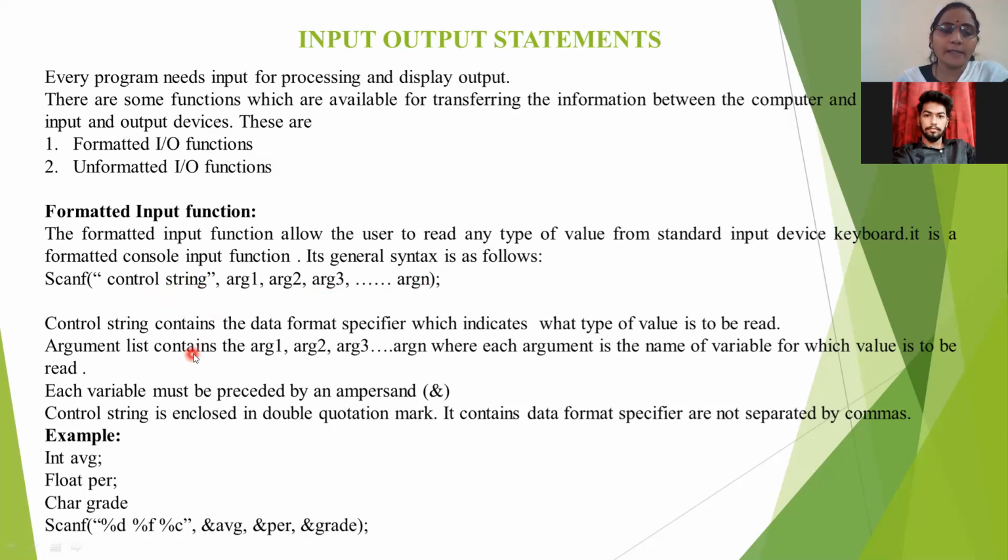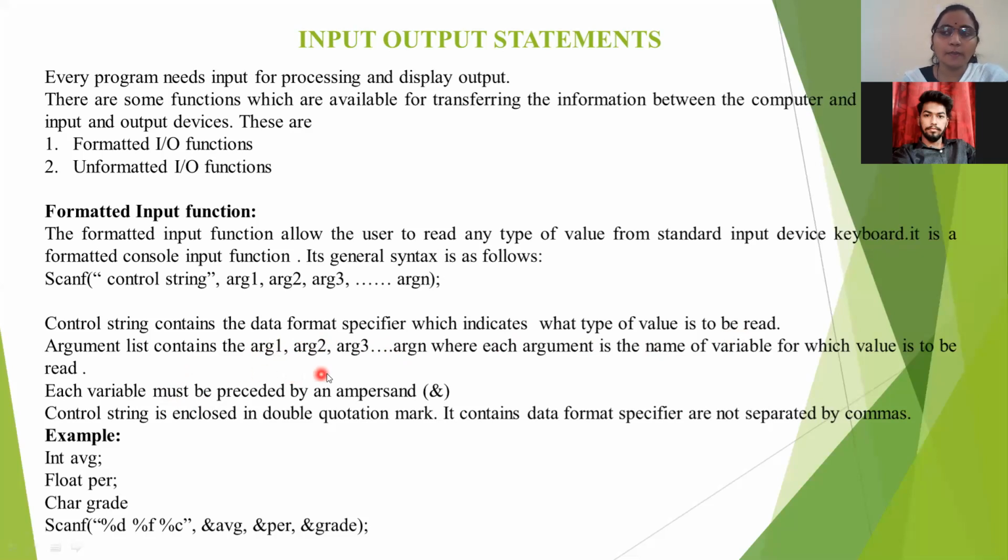See here what the control string includes. The control string contains the data format specifier, which indicates what type of value is to be read. You have to tell the computer what kind of value you give: either an integer type value, a float type value, or a character type value, and that should be included in the control string with the data format specifier.